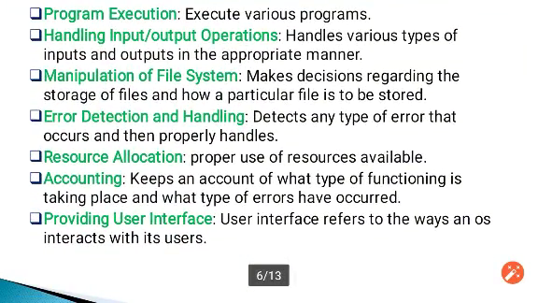Then error detection and handling. The operating system is able to detect any type of error that occurs and then properly handles it. So first it detects and then tries to fix it. Then resource allocation. The word itself tells that it helps to allow proper allocation of available resources. Then accounting. It keeps an account of what different types of functioning are taking place and what type of errors have occurred. And the last one, but very important, is to provide different user interfaces.